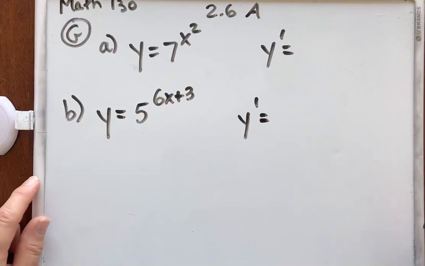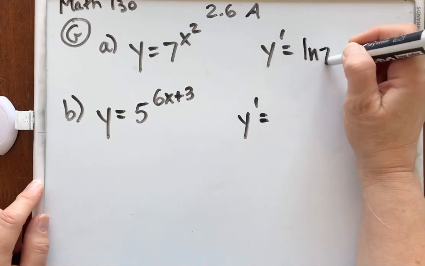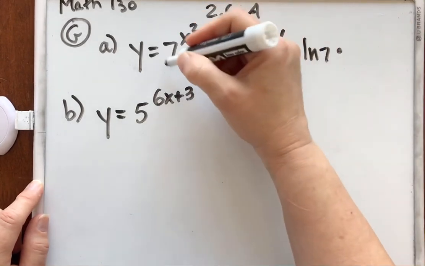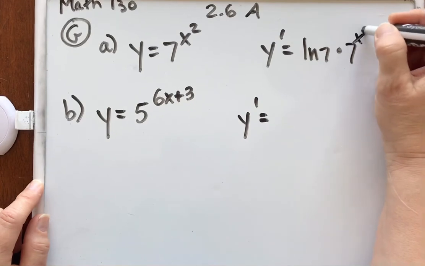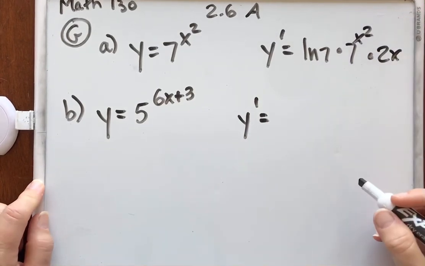All right, let's see how you did. 7 is the base, ln of 7. We multiply by everything, 7^(x²). Then we multiply by the derivative, 2x.